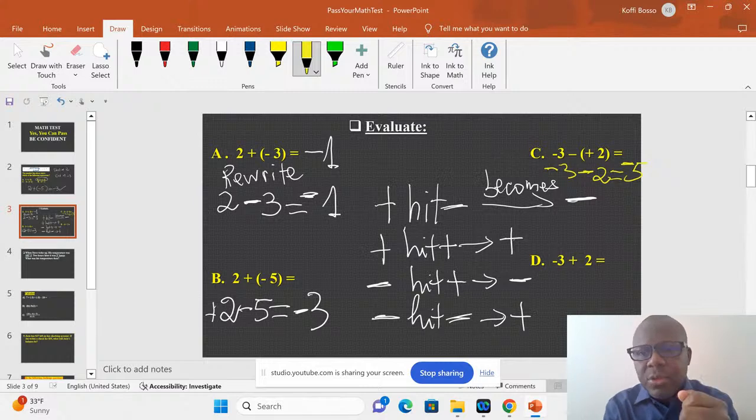So we have a 3 which is negative. We have a 2 which is negative. We add a 3 to 2, we get a 5. And we keep that negative sign.